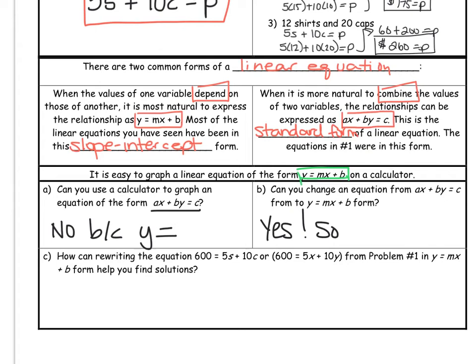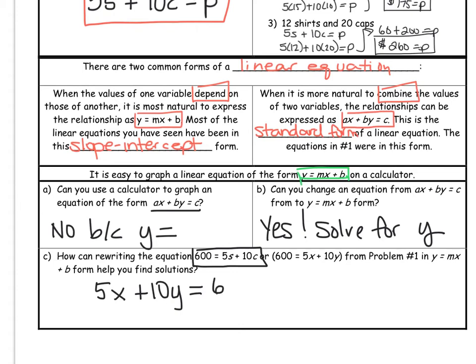We just have to solve for y. So in our equation right here, 600 equals 5s plus 10c, we can also write that using the variables x and y. So 5 times the number of shirts plus 10 times the number of caps will give us our profit. And let's say, for example, we want our profit to be $600. We can figure out combinations of x and y that will give us 600.